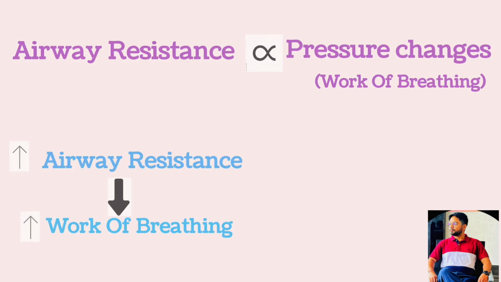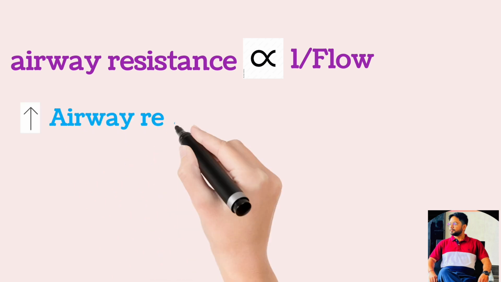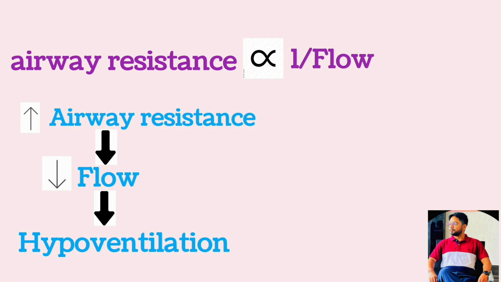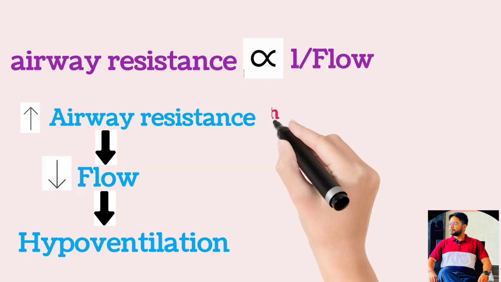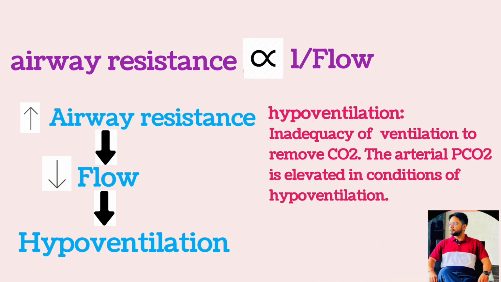As airway resistance is the pressure changes divided by the flow, when there is an increase in the airway resistance, that causes a decrease in the flow. Subsequently, there is a decrease in the minute ventilation. This is because airway resistance and flow are inversely related. In a clinical setting, hypoventilation may result if the patient is unable to overcome the airway resistance by increasing the work of breathing. Hypoventilation means inadequacy of ventilation to remove carbon dioxide. That results in an increase in the arterial PCO2.